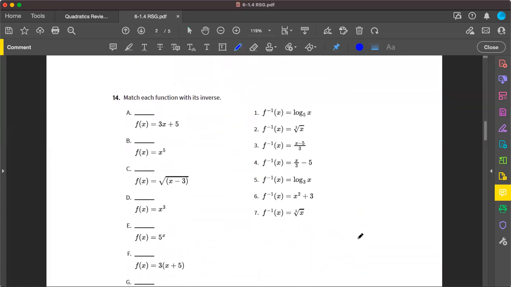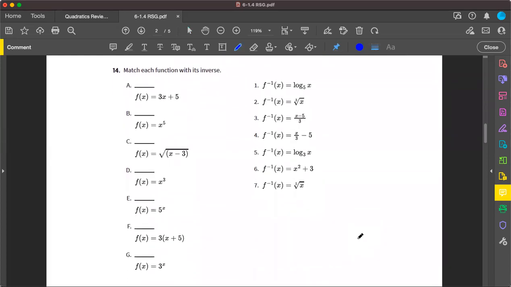So hopefully as you worked through the set in 1.4, you were finding all of the inverses, meaning you were putting in the work, and it probably started off with something like switch x and y, and then solve for y, something like that. Kind of do the same thing here.